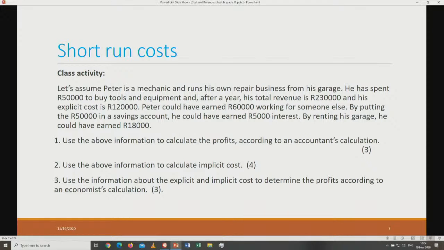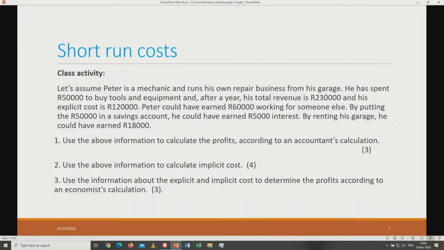And then we've also looked at the two approaches of calculating profit, right? There is an accountant's way of calculating profit, which is total revenue minus explicit costs. That will give you an accounting profit. That's according to the accountant's calculation.